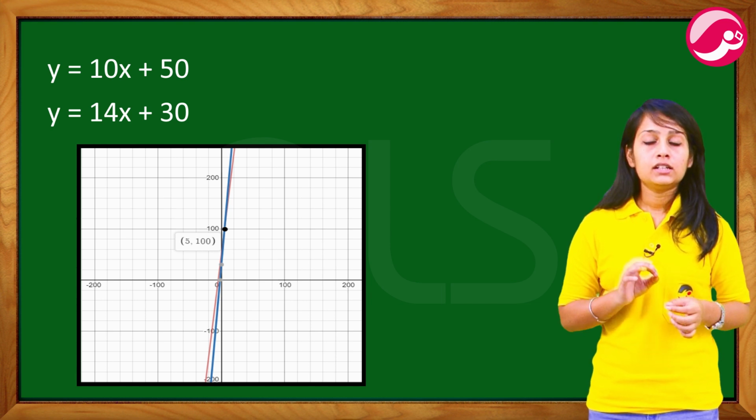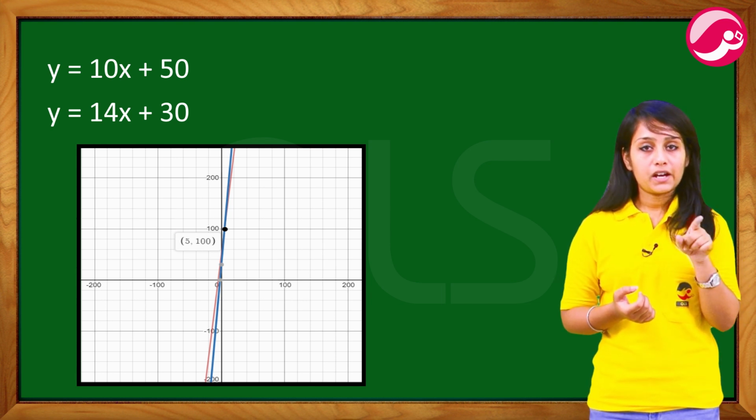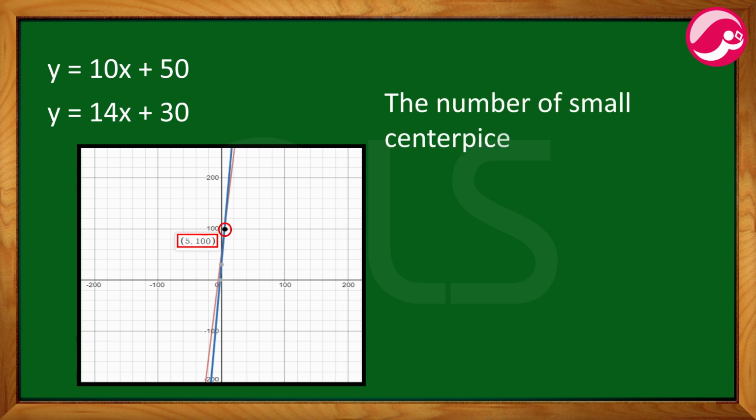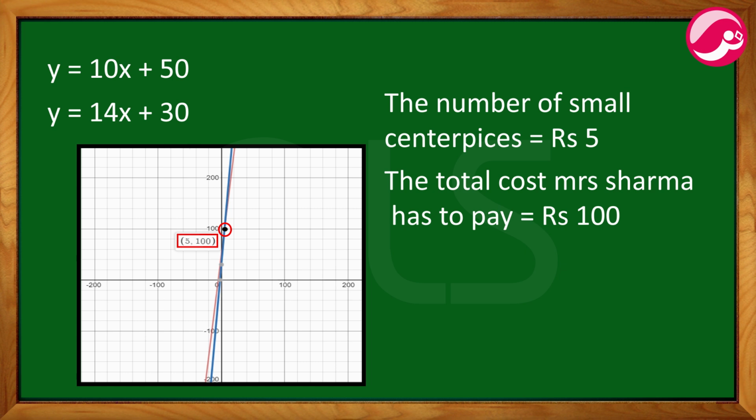Hence, on plotting, the point of intersection comes out to be 5, 100, which means the number of small centerpieces is 5 and the total cost Mrs. Sharma has to pay is rupees 100.